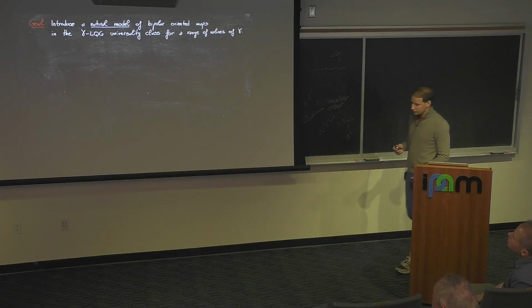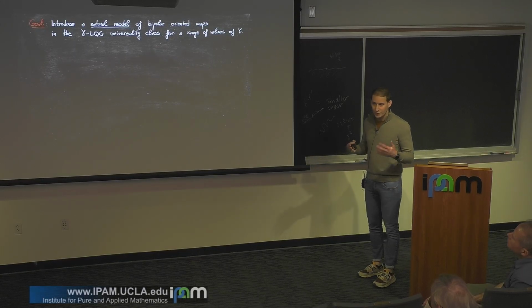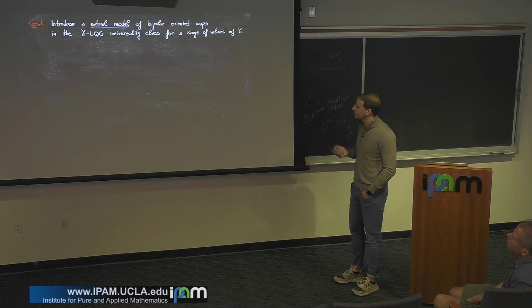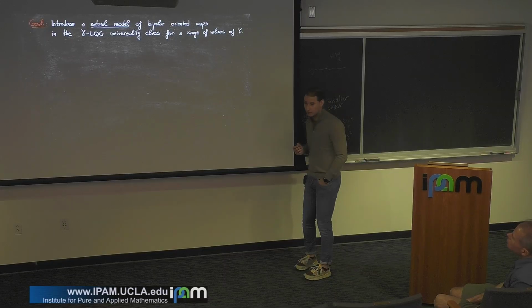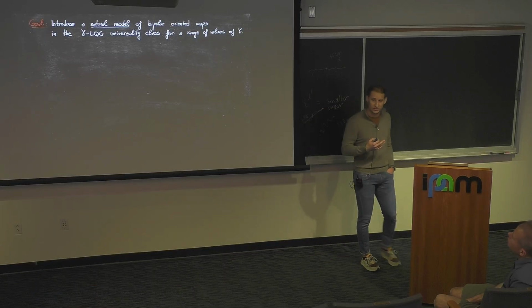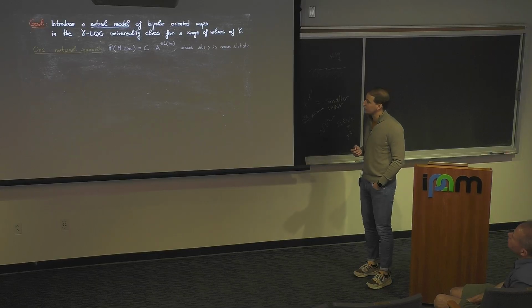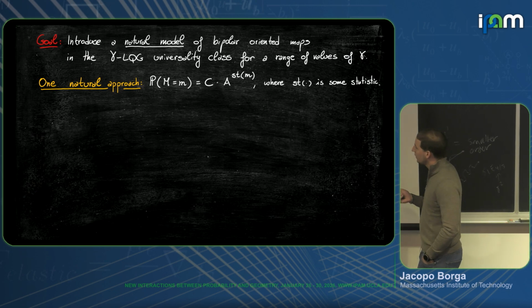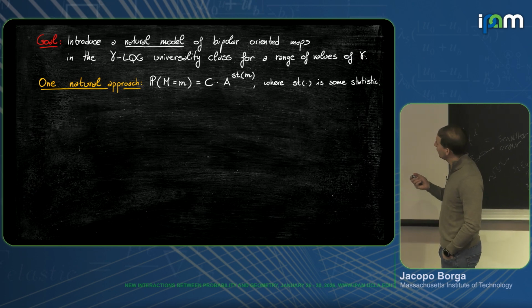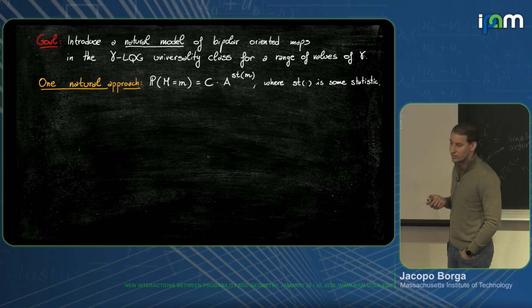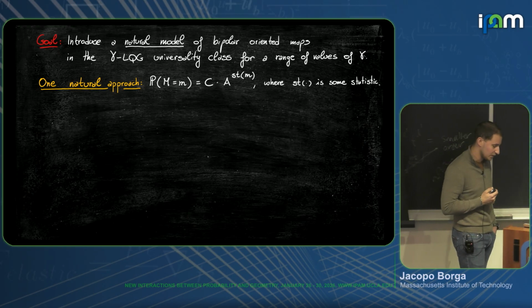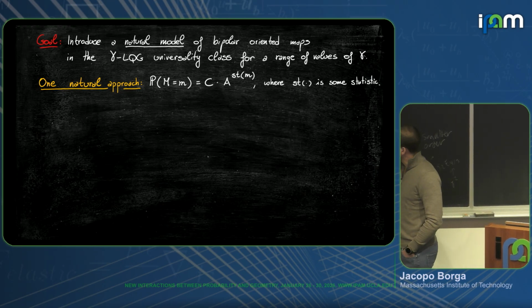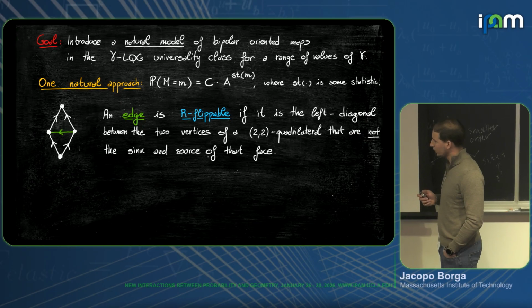OK, the goal for the first part is to introduce a natural one-parameter model of bipolar orientations that is in the gamma-LQG universality class for different values of gamma. Some models are discretizations of gamma-LQG for different values of gamma. And one natural approach that mainly has been used in physics is to reweight the law of each map by some constant A raised to some statistic of the map. And this statistic can be the number of spanning trees or many other things. So this is what we're going to do. And the way we do it is the following.